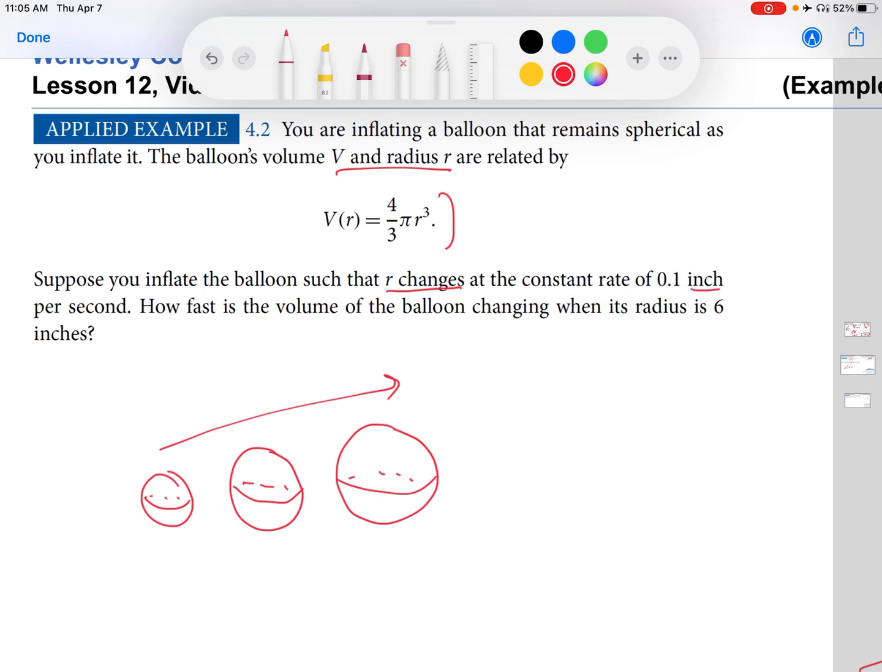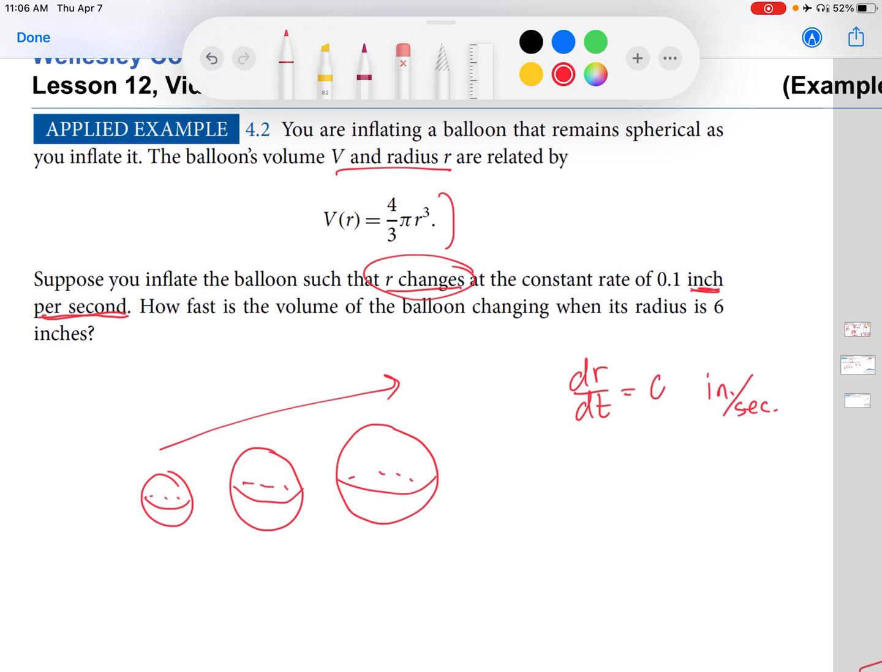So what I mentioned in that box 4.1 is to look at the units to determine which rate you're given: inch per second. So over here, I'm going to use these units to tell me which one of the variables I'm being given information about. So 0.1 inch per second, it's telling me that R changes. So this is the rate of change of R with respect to time, dR/dt, equals 0.1 inch per second.